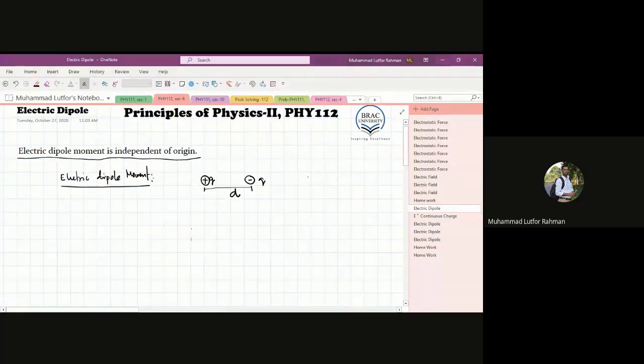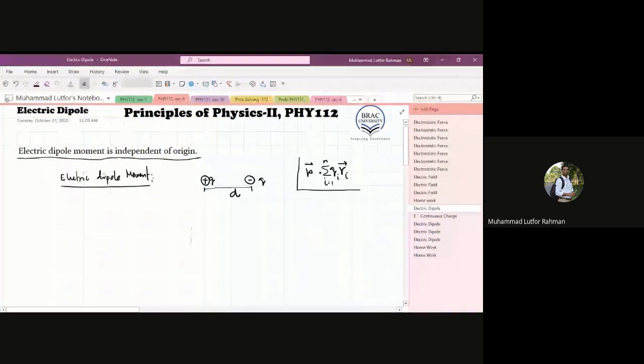Then the electric dipole moment, which is expressed by a vector, has some direction. The electric dipole moment we express should be charge into r, where r is the distance between the 2 charges. So this one we have to write down in a form, sum over i equal to 1 to n, of qi and ri. So this is the general form of electric dipole moment.